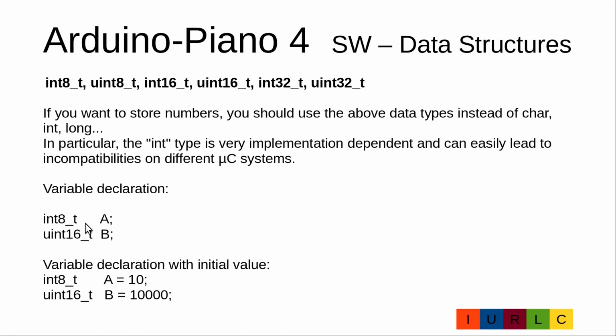The variable declaration is as follows. We write the data type name and then the variable name and a semicolon. If we want to have a variable with an initial value, then we write the data type name, the variable name, an equal sign, and the initial value and a semicolon.